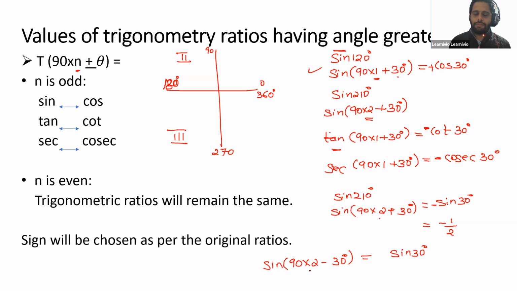90 into 2 minus 30. 90 into 2 means 180. Okay, this is 180, second quadrant, where you are subtracting something. The second quadrant sign is what? Positive. So this remains positive.